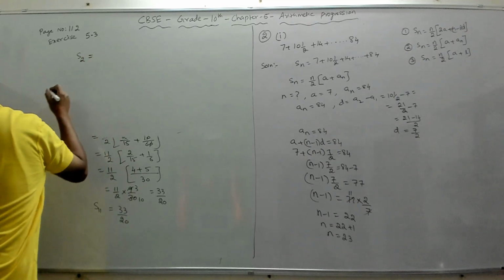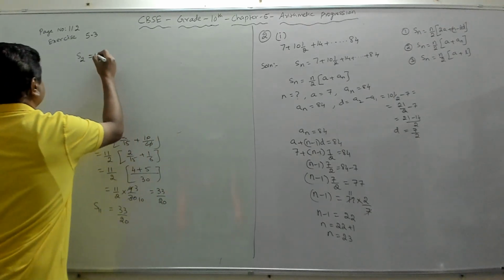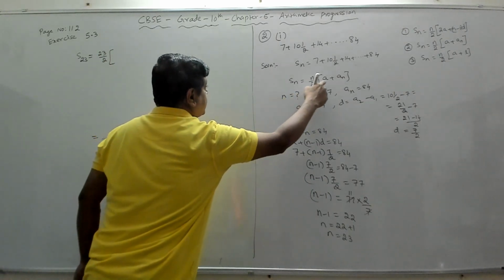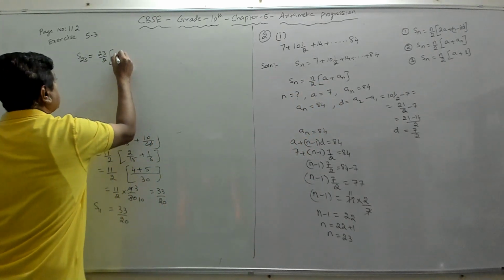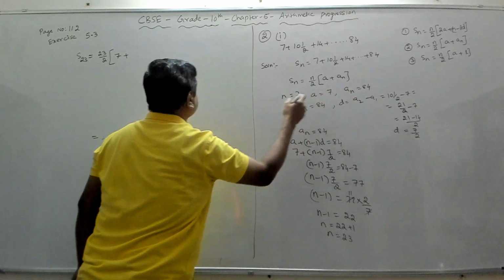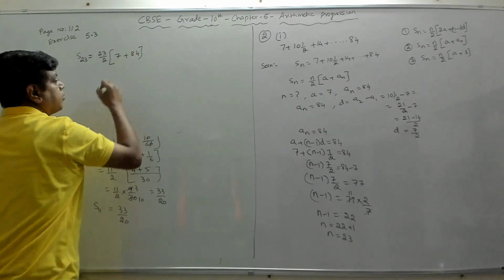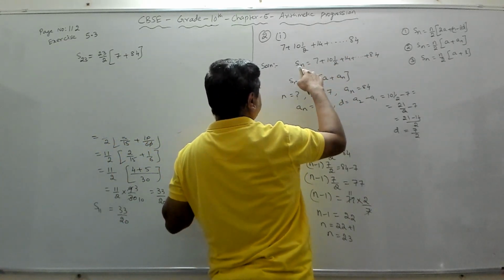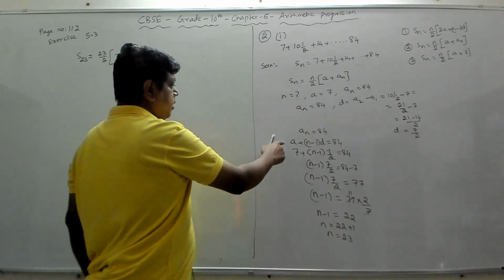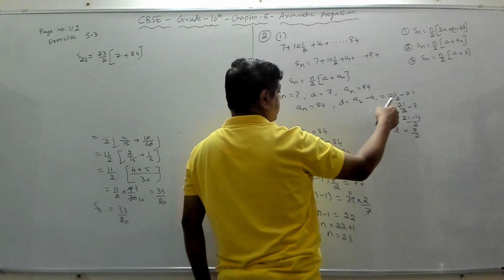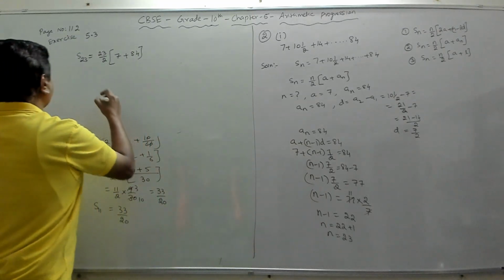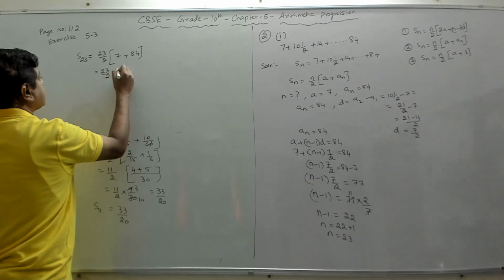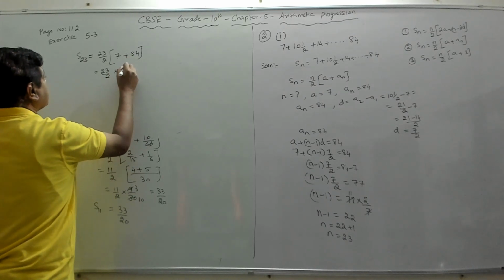S23 is equal to n by 2 into a plus an. a is 7, an is 84, right? Because we know the last term, the only thing that we did not know is n. For that only we are finding n. To find n, we should know d. So we found d, then we found n. Now what do we get? We get 23 by 2 into 84 plus 7 is 91.